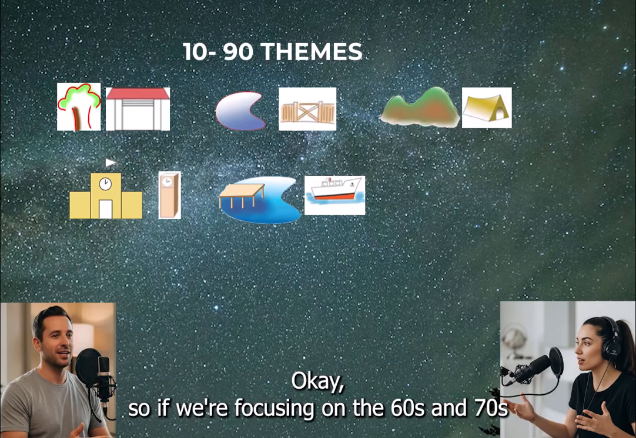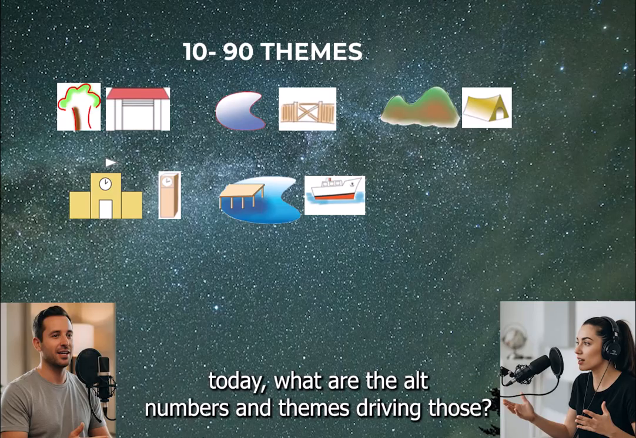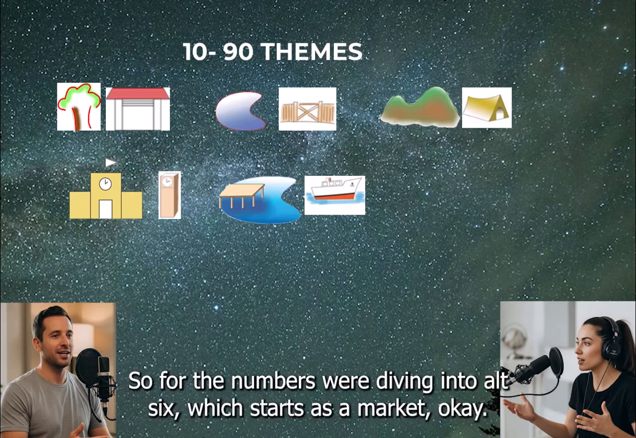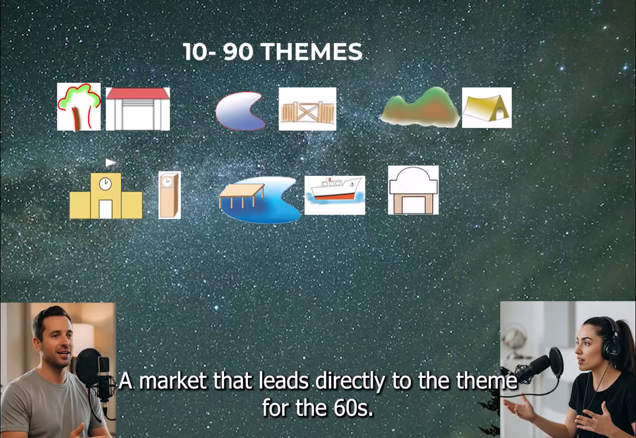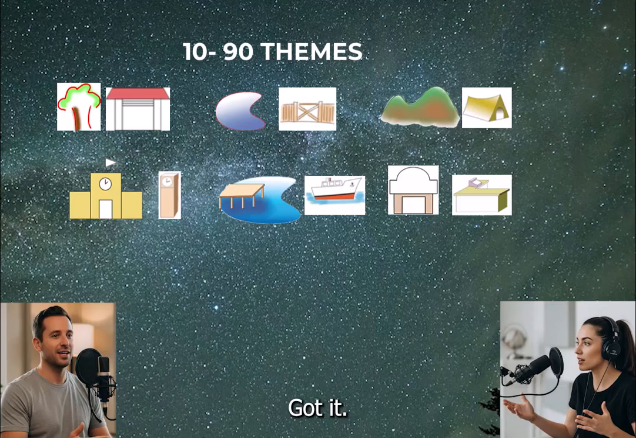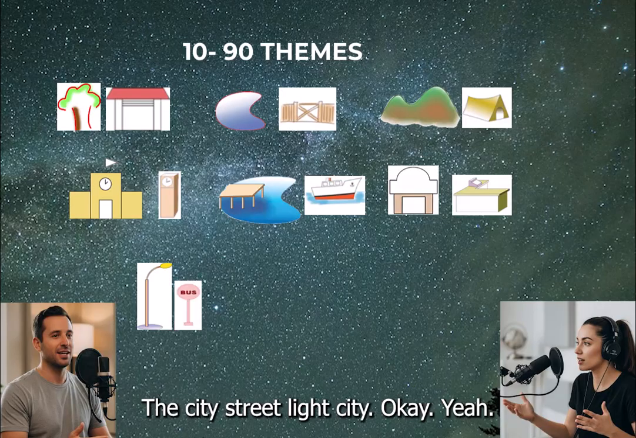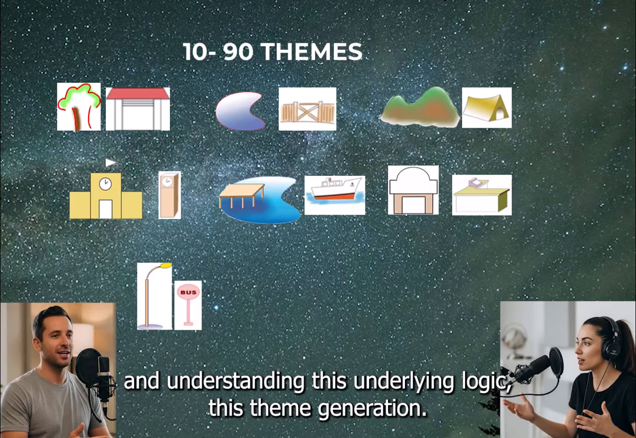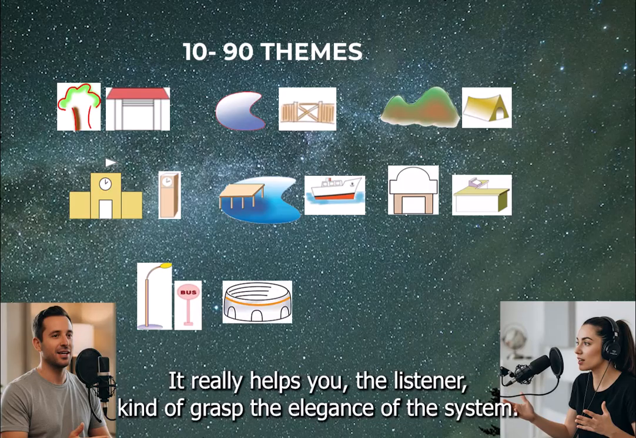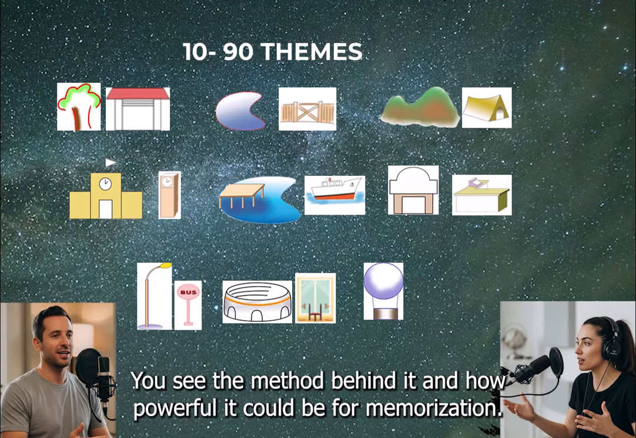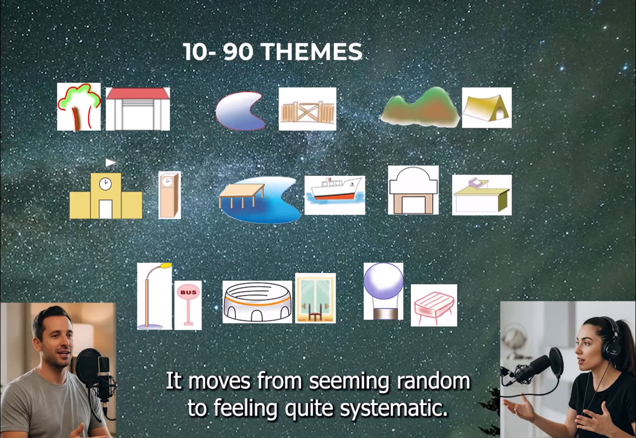Okay, so if we're focusing on the 60s and 70s today, what are the alt numbers and themes driving those? Right. So for the numbers we're diving into, alt 6 starts as a market. Okay, a market. That leads directly to the theme for the 60s, the shopping mall. Market expands to shopping mall. Got it. And alt 7 is a street light that provides the theme for the 70s, the city. Streetlight, city. Yeah, you can see the connections. And understanding this underlying logic, this theme generation, really helps you, the listener, grasp the elegance of the system. You see the method behind it and how powerful it could be for memorization. It moves from seeming random to feeling quite systematic.